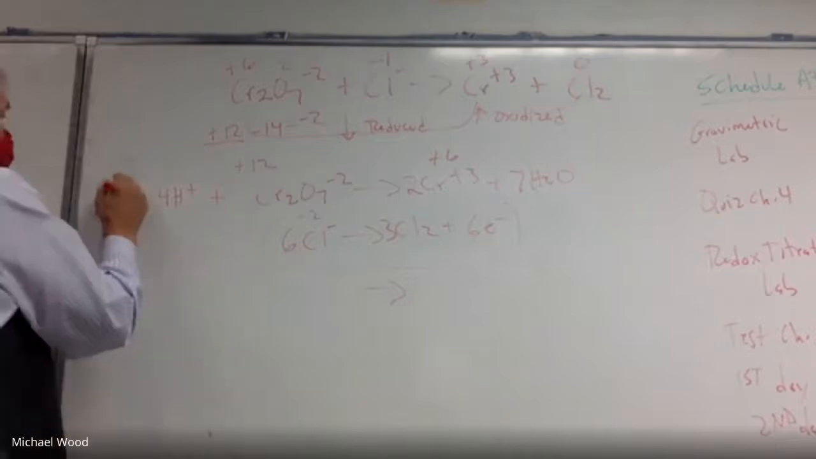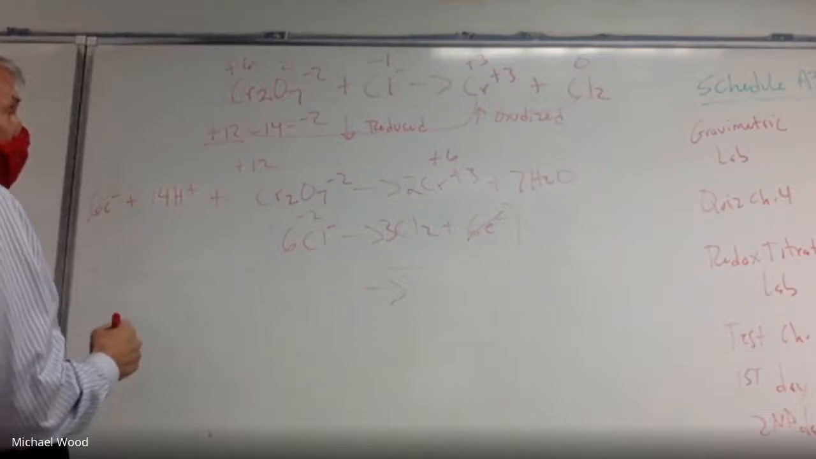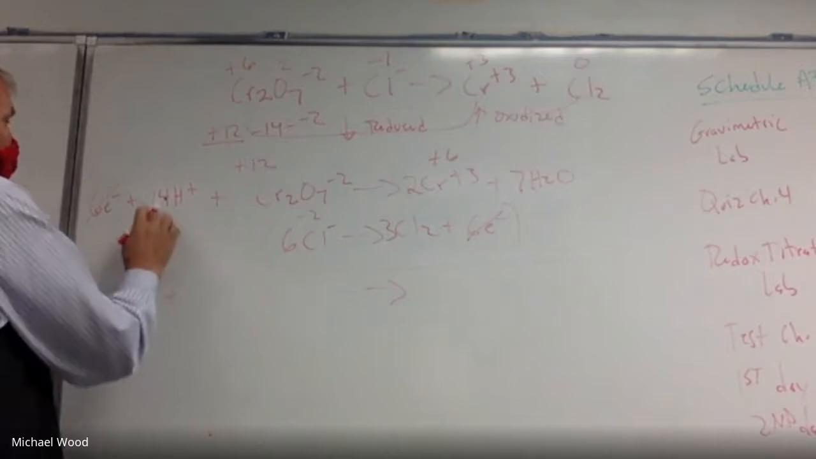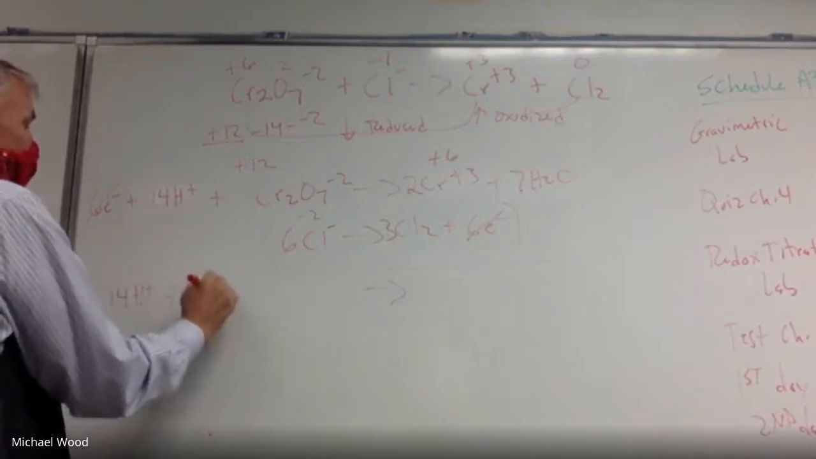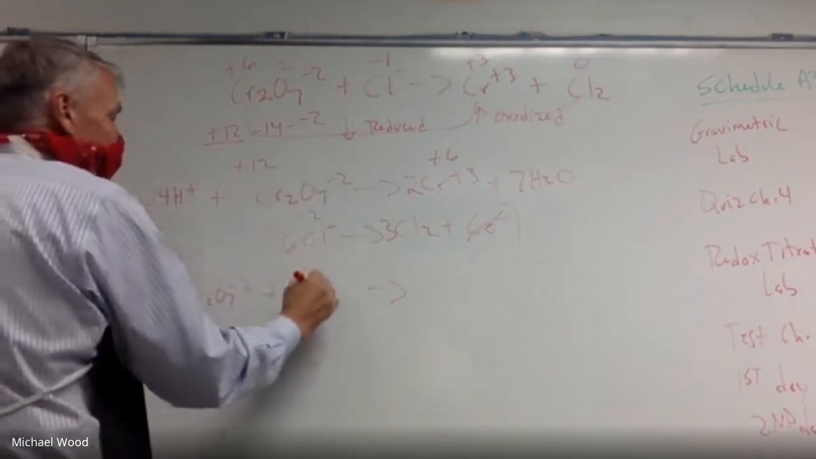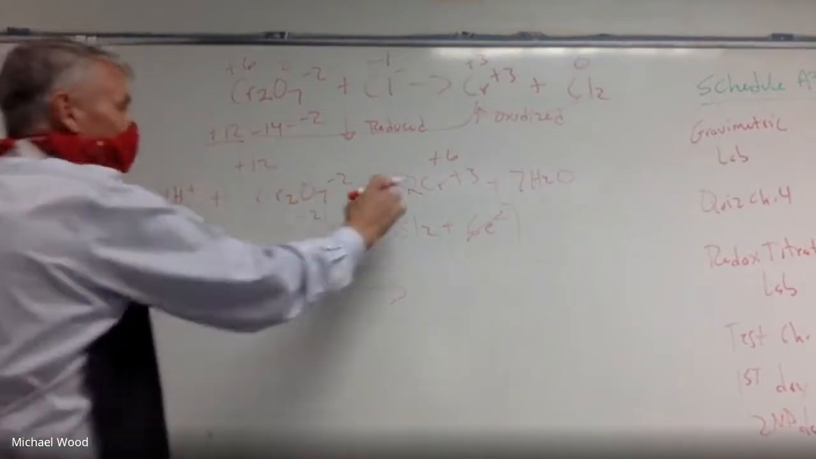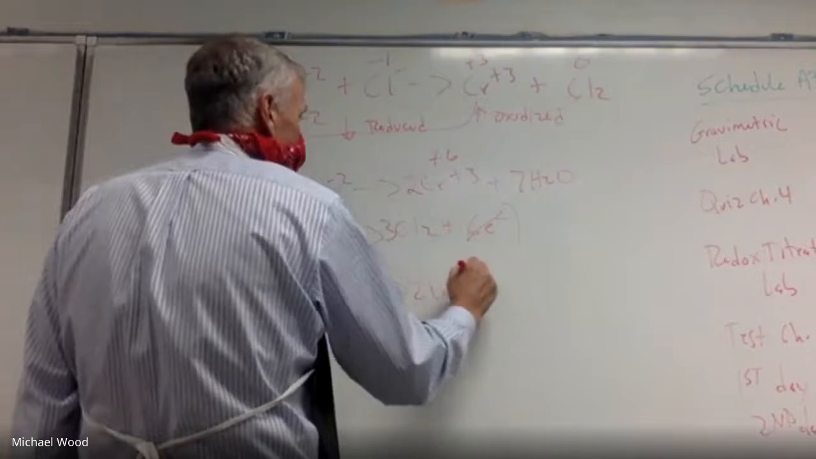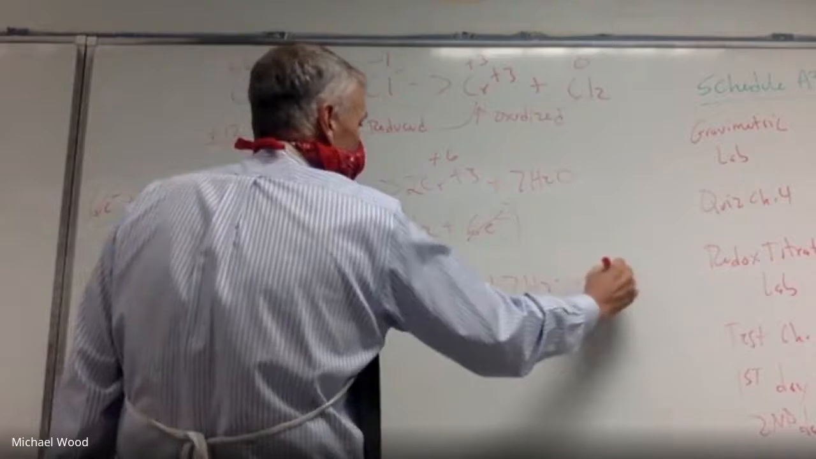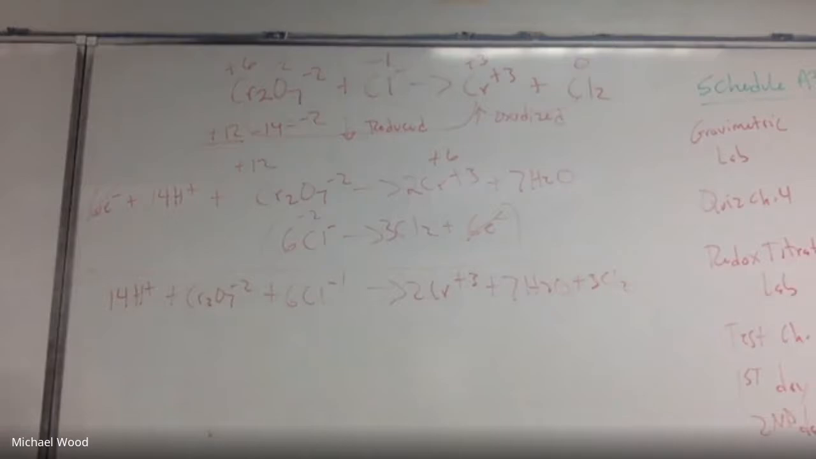Now I just add everything up, and if there's something common on the left and the right, I cancel it out. In this case, the only thing is the electron. So here is my overall reaction. 14 H pluses plus Cr2O7 negative 2 plus 6 Cl negative 1. Then what's on the right is I have 2 Cr positive 3 plus 7 waters plus 3 Cl2s. And everything should be balanced.